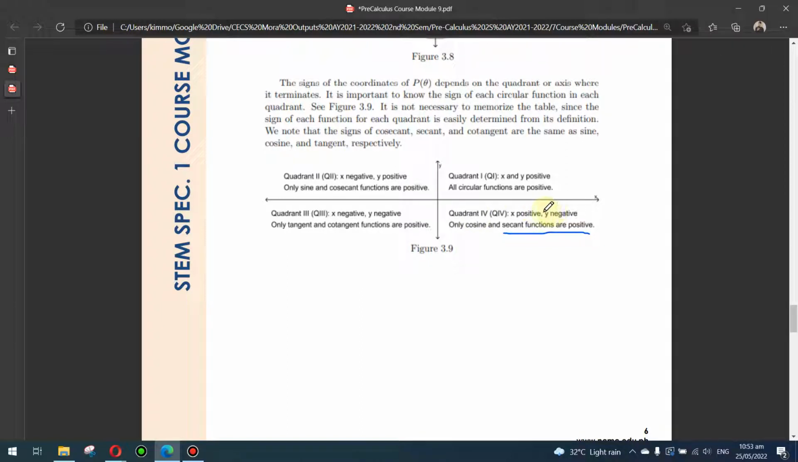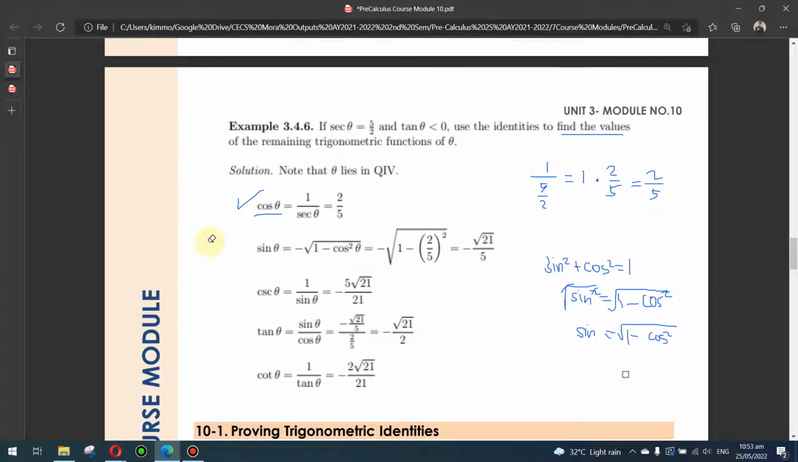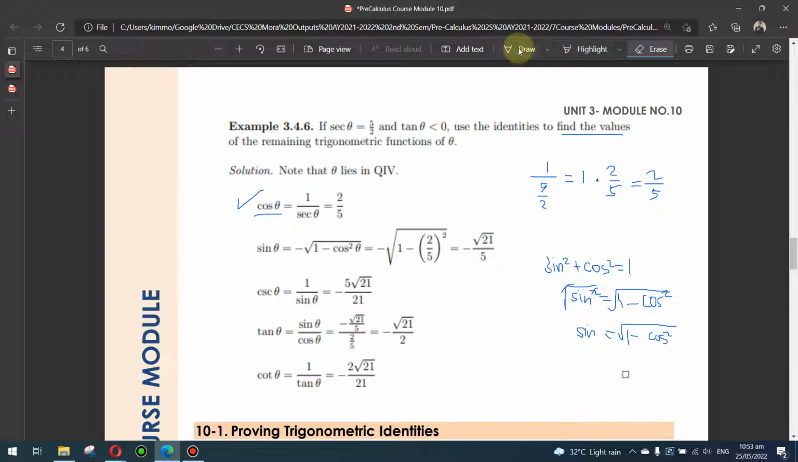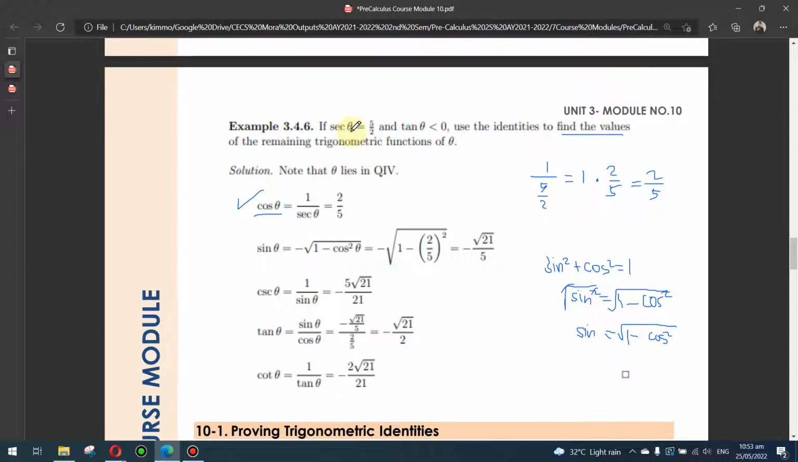Then sige to, only the cosine and the secant ang positive. Meaning, ang atong sign is negative. Dapat si cosine ug sa secant lang ang positive. And the rest of the trigonometric functions kay negative. So that's why we have this negative sign here. No? That's why this is very important. No? Nga makabalot ta kung aha ato ang angle nag-lie.